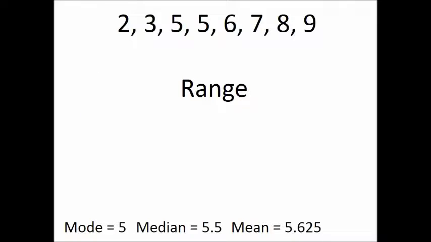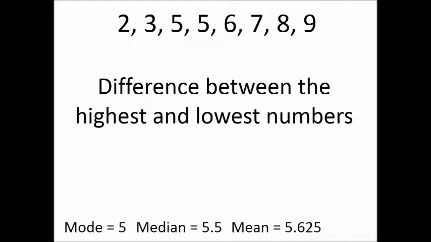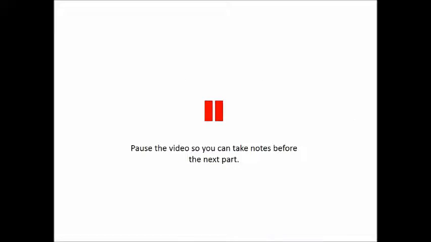One last one, range. Range is really, really easy, but you have to have them in order, or you can just pull them out. It's the difference between the highest number and the lowest number. So we take the highest number and put it first, then minus the lowest number, because difference is subtracting. So 9 minus 2 equals 7, so our range is 7. So that's how we do all 4: mode, median, mean, and range.